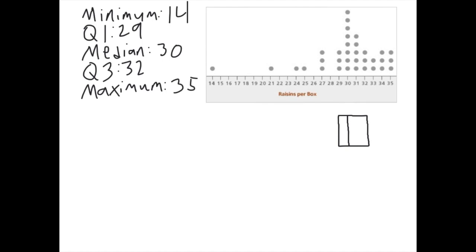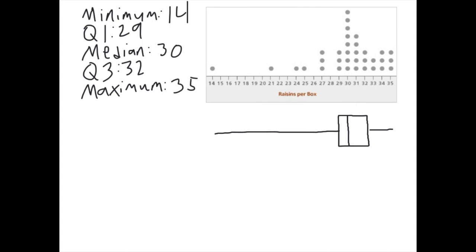Now, you may also have heard of a box plot called a box and whisker plot. So now let's draw the whiskers. Each of those will be 25% of the data. And those will go from each of the quartiles to the minimum or the maximum. So first from the first quartile to the minimum, so from 29 to 14, and from the third quartile to the maximum, so from 32 to 35.